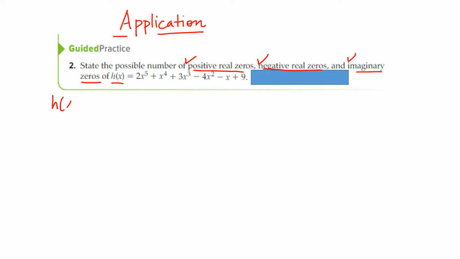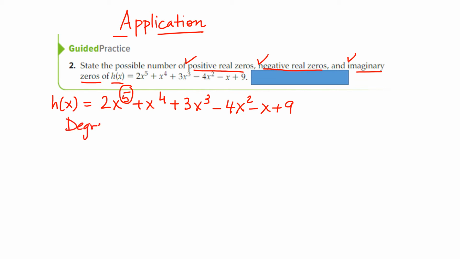Let's look at the polynomial. I'm going to write it once more for you. So step 1 is to count the degree of the polynomial. So what is the maximum power? I hope you all can notice that the maximum power here is 5. So therefore the degree of h(x) is equal to 5, which tells you that this polynomial is going to have a maximum or a total of 5 roots.